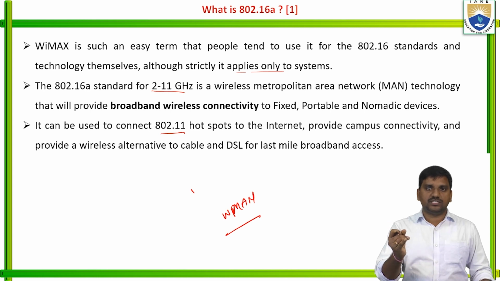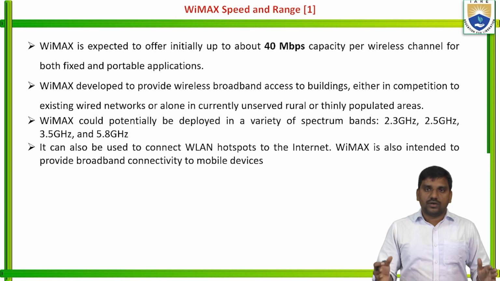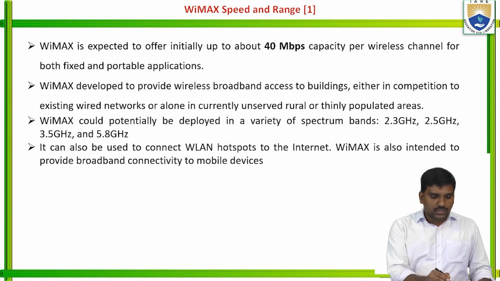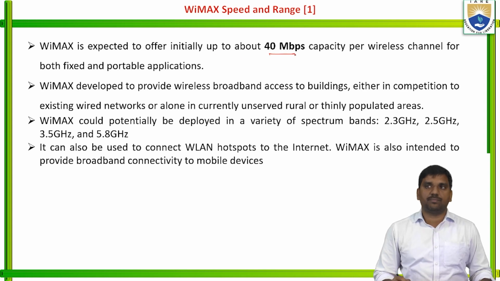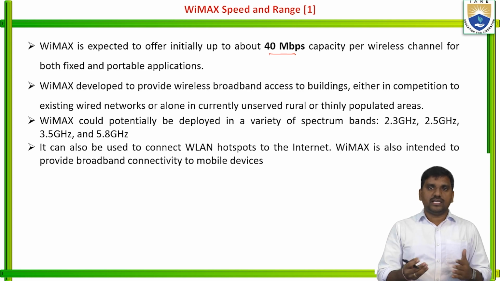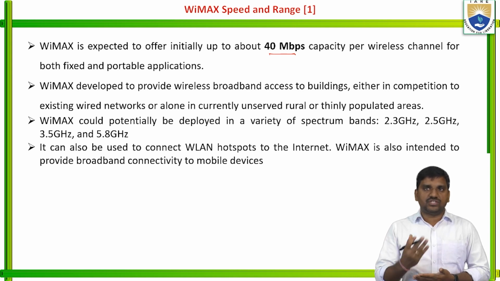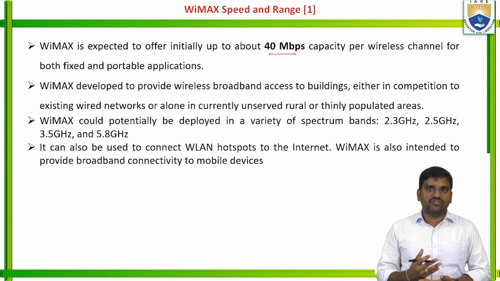The first, it belongs to wireless metropolitan area network within the frequency range of 2 to 11 gigahertz. Next, move on to the speed and range of WiMAX. WiMAX is expected to initially provide up to 40 Mbps capacity for the wireless channel for both fixed and portable applications. Here we already know we have two standards, fixed and portable. For both, it can provide 40 megabits per second capacity.